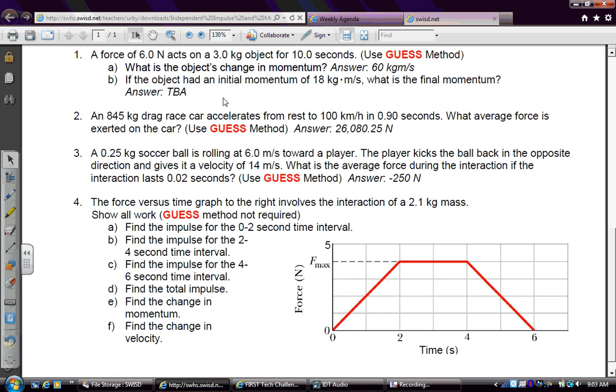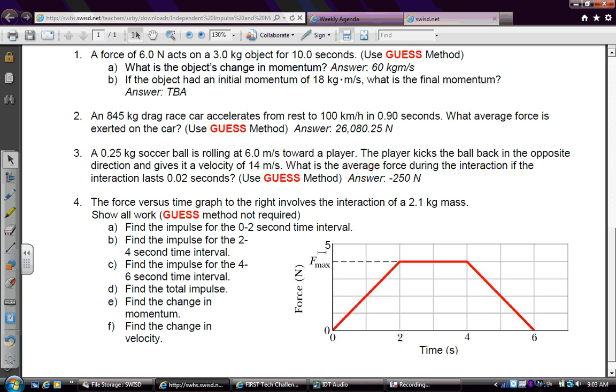You only have to do the guess method on the first 3 problems, and you'll notice that it does have the answer so you can check your work. The last one does not have answers because you're not using the guess method. So I'm going to expect you to go through and you'll see why you can't use the guess method, because all you're doing is finding the area under the curve.